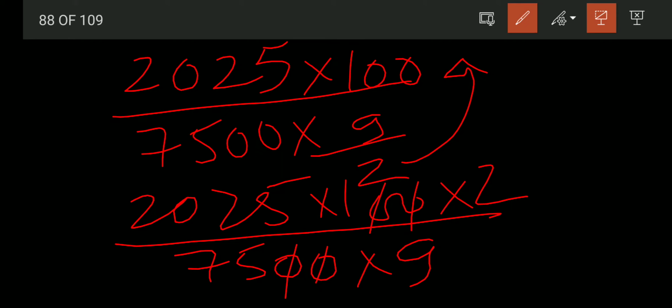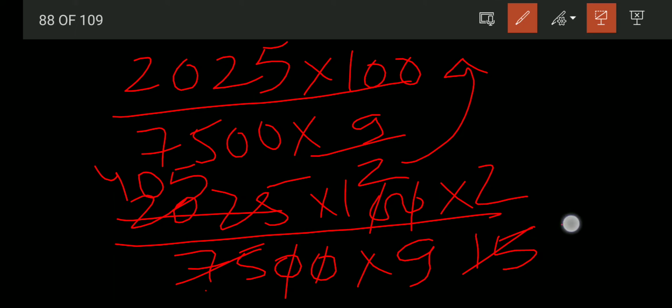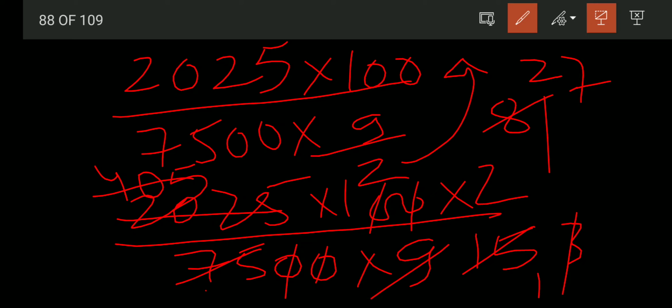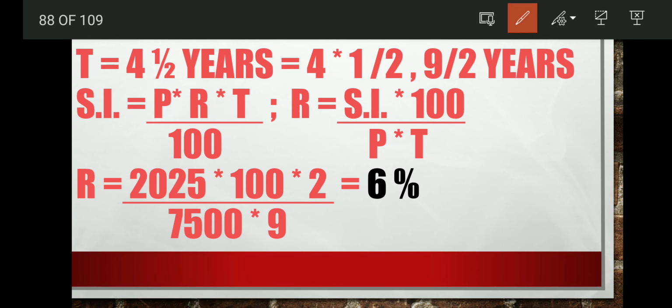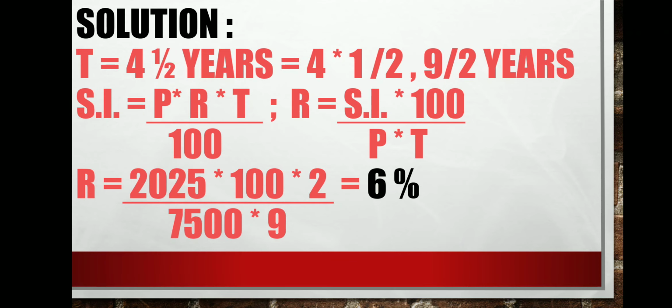Then 5 ones are 5, 5 4s are, 5 5s are. So this is 3 times, this is 81 times. So this is 3 ones are 3, 3 2s are 6, 7s are, and 9 3s are 27. So what is the answer? That is 2 into 3, 6%. So the rate of interest is 6%. This is the rate of interest.